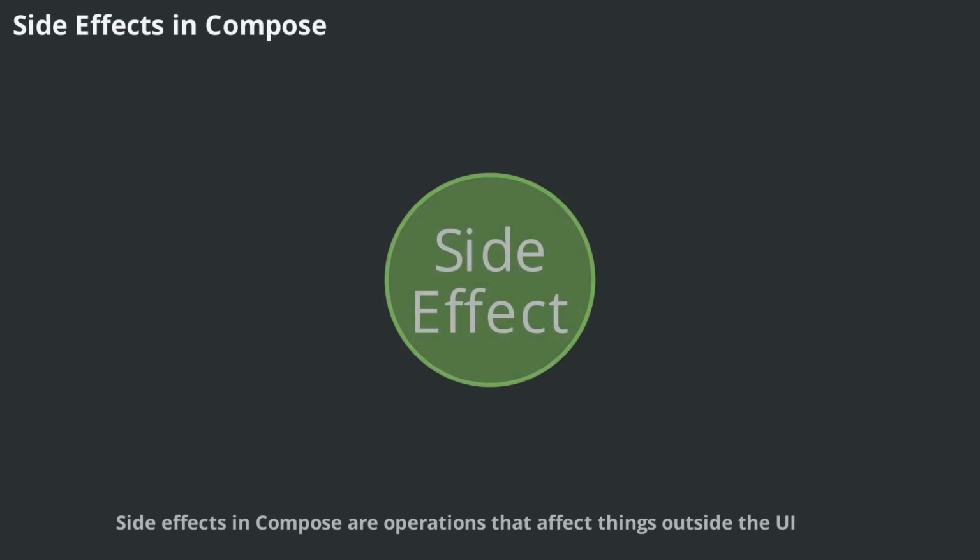Side effects in Compose are operations that affect things outside the UI, like showing a toast or logging events. Compose provides APIs to handle side effects safely during recomposition. Interviewers may ask you to explain or implement side effects in Compose.